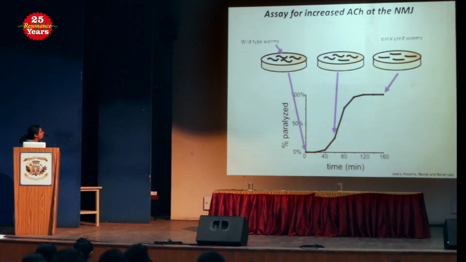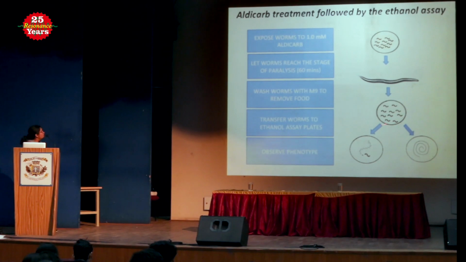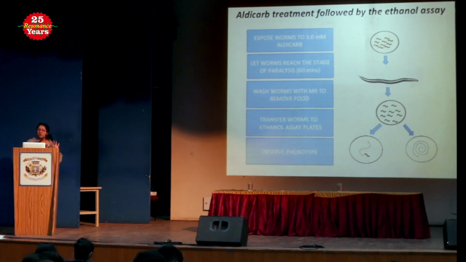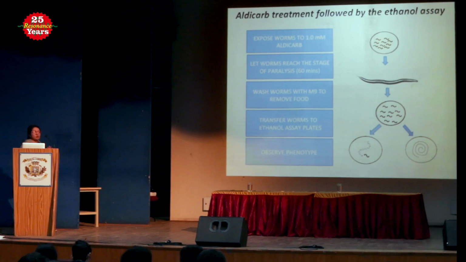So we thought, okay, let us take a nice 60-minute time point where few of the worms have started paralyzing and see if we can mimic this. And then put the worms onto a plate which has ethanol. And we use wild type worms, not the mutant worms which already show this phenotype. We take wild type worms which are completely normal, try and get more acetylcholine and put them on a plate with ethanol.